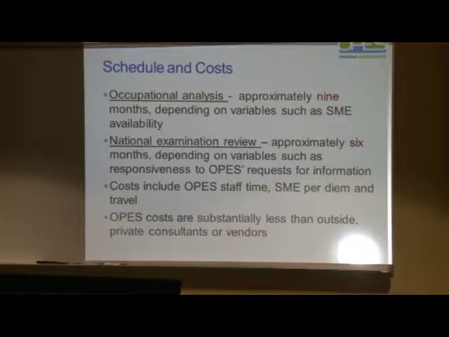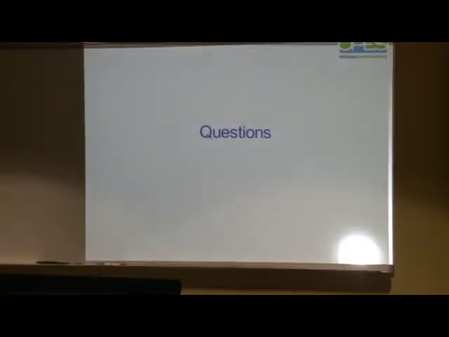We're obviously part of DCA, so that would be less cost than going outside to a vendor to do it. The national examination review costs about $21,000 and takes about 6 months. Depending on how easy it is for us to get information from the national examination, it could take a little less time. So thank you. That's what I have to tell you, and I'm happy to answer any questions.